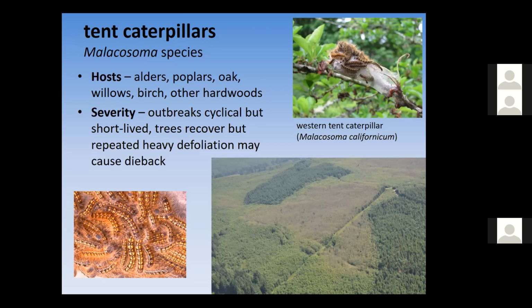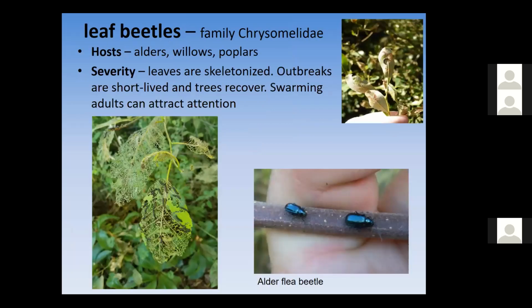And there's a whole bunch of different little critters that are similar to this. Here's an example that's actually a beetle larva. So if you're seeing dieback where you see evidence of chewing, webbing in your hardwoods, that's probably something that's not going to be severe long-term.